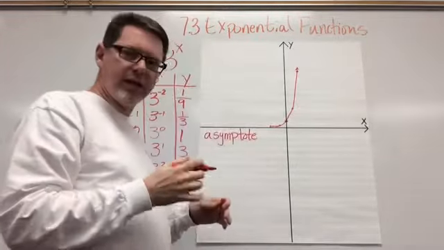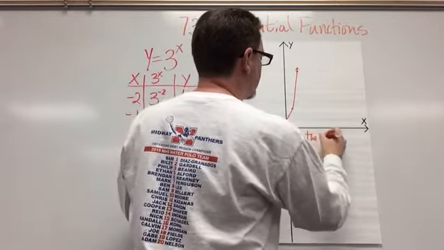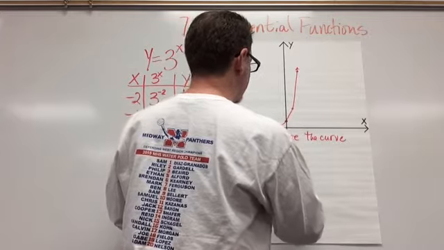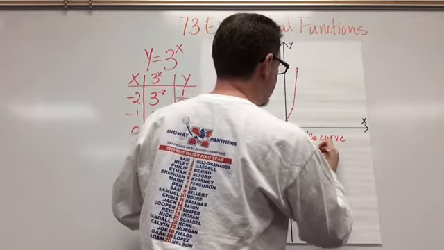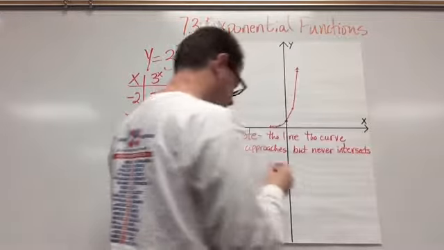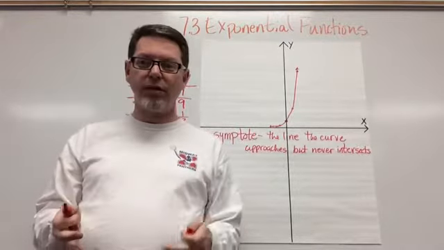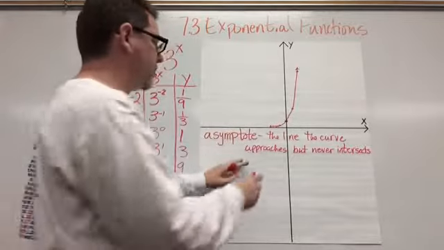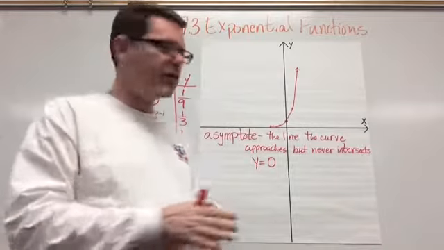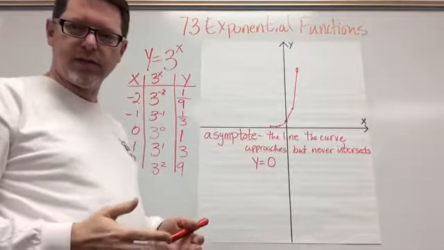A-S-Y-M-P-T-O-T-E. Okay? The asymptote is the line the curve approaches but never intersects. Again, it's called an asymptote. In this case, the asymptote of this exponential function is y equals 0. Okay? That is the equation of this line right here that the curve approaches but never touches.